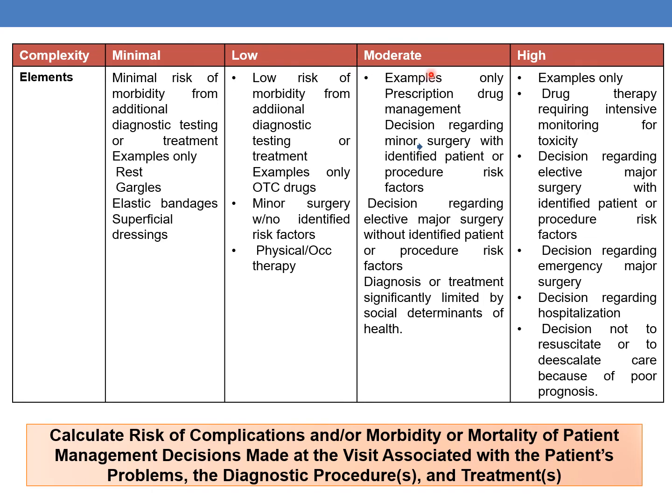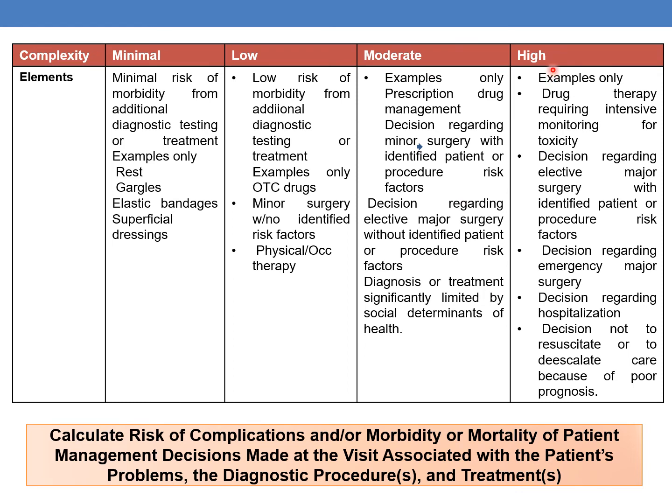Coming to moderate complexity, examples include prescription drug management, decision regarding minor surgery with identified patient or procedure risk factors, decision regarding elective major surgery without identified patient or procedure risk factors. Next point is diagnosis or treatment significantly limited by social determinants of health. All these management options lead to moderate complexity.